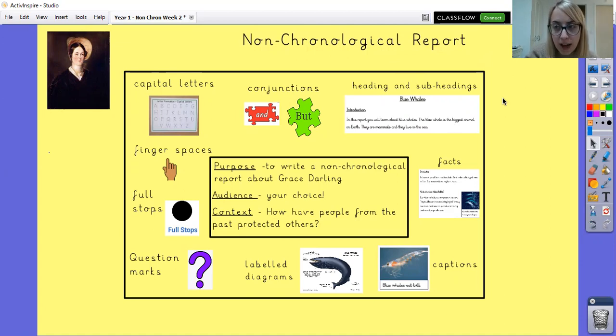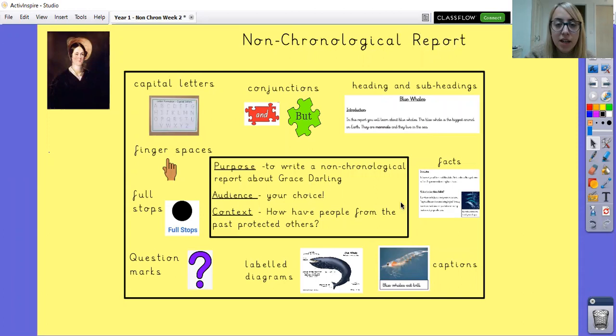Now, you have got your own special challenge this week, and you are going to be writing a non-chronological report. And the purpose of that report is to write it about Grace Darling. Okay, so we are going to be informing, giving information to our audience about Grace Darling. Now, the audience, so the person who reads your non-chronological report, is up to you. You might choose someone at home that you would like to give it to read, or maybe you want to take a picture of it and send it to someone that you know, for them to read. It is up to you, okay?